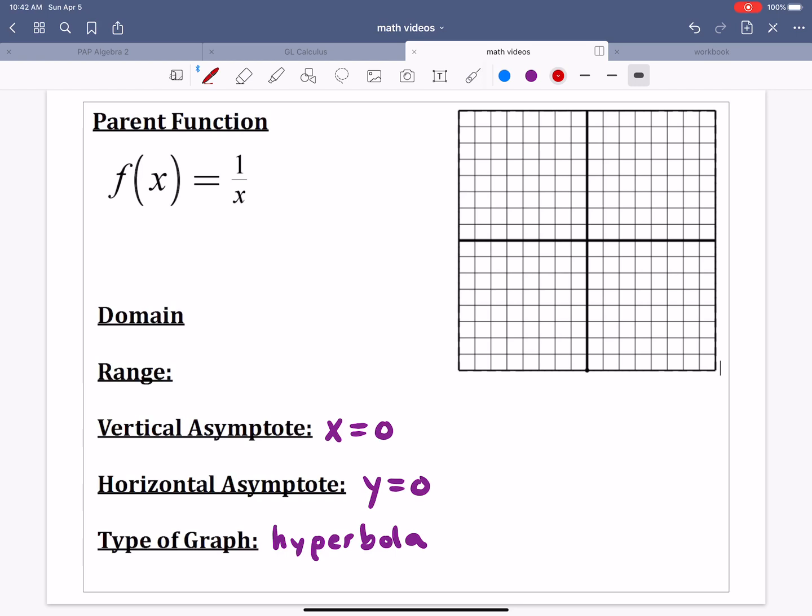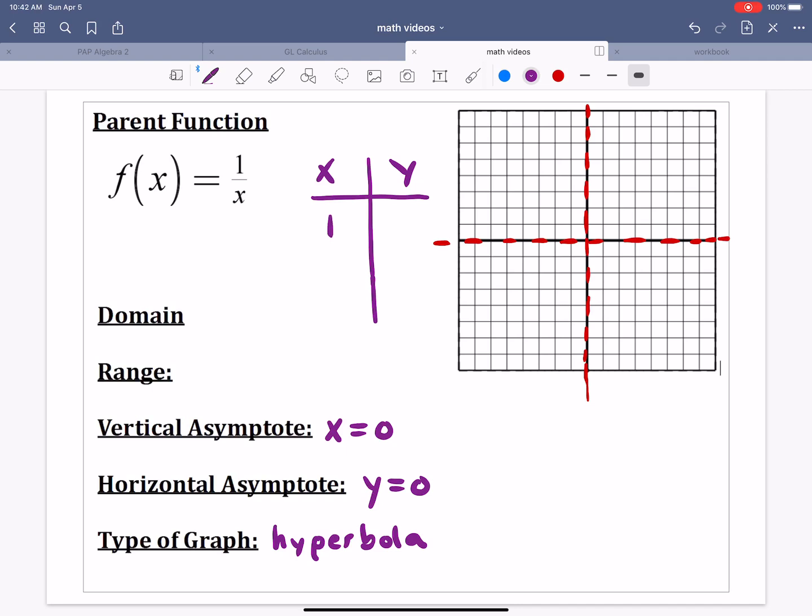So let's come over to the graph and plot those two asymptotes. I've got y equals 0 and x equals 0. Now, the next thing you need to know about this function is there are going to be two branches, and a lot of times to find the two branches, we're going to take some x values and plug them in. So I'm going to plug x equals 1 in for x.